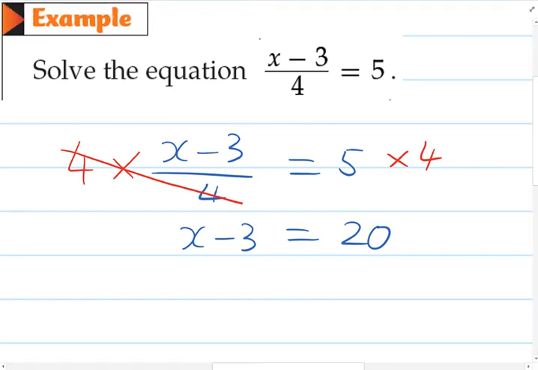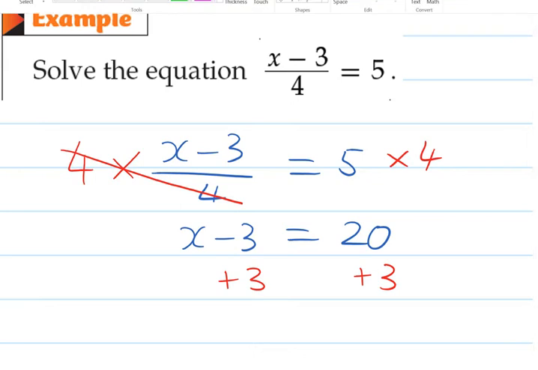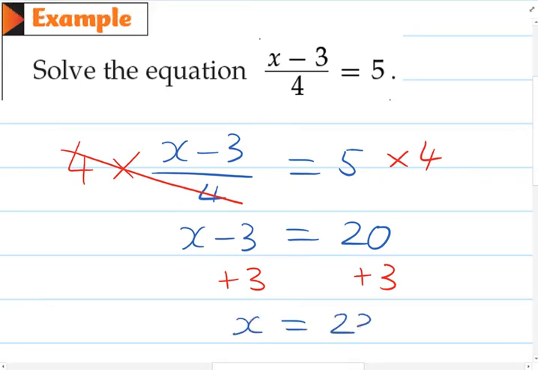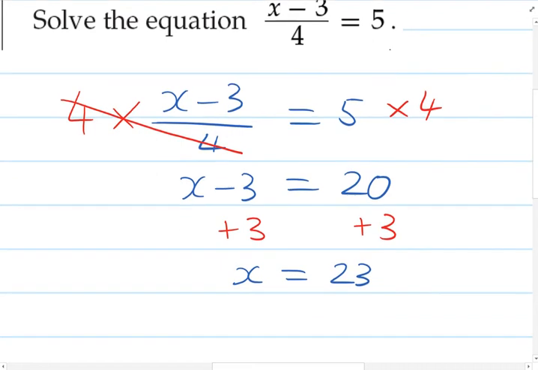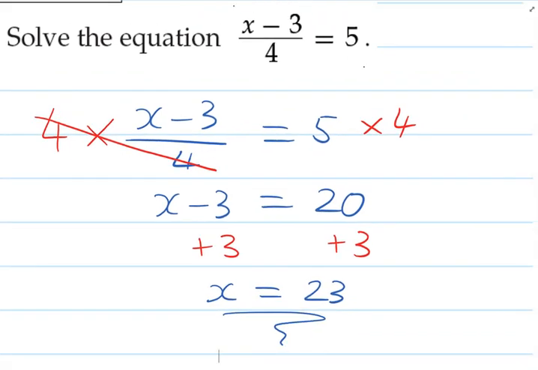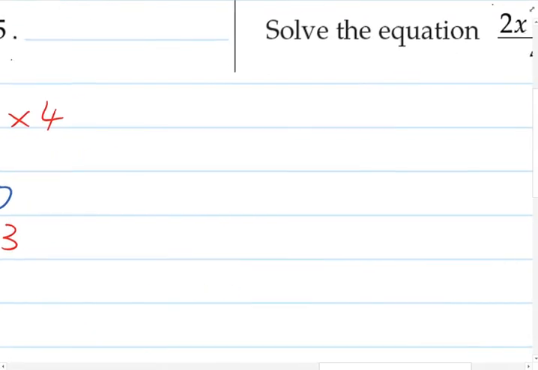For our next step, we're going to add 3 to both sides. And so our 3's are going to cancel out. We're left with x equals 23, and that's our answer. And that's all we need to do. So just make sure you set your working out really clearly, please, and copy down the question first.